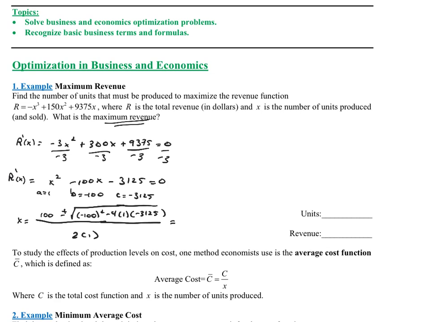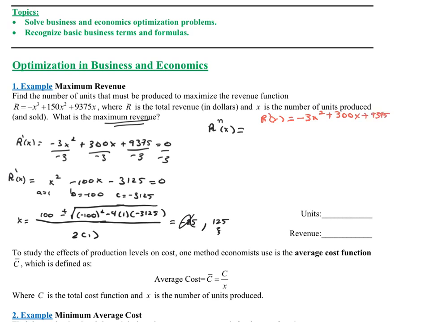Plugging it into my calculator, I'm actually getting two values. I'm getting negative 25. Negative 25, this being the number of units that I'm producing, that makes no sense. But the second number that I did get did make sense. I got 125. So it seems my only critical value that I have to check is 125. Again, to check this, I could use the first derivative test, which would be doing a sign chart on this, or I could simply use the second derivative test, which I like to do here because this is a simple polynomial function. So remember, my first derivative was negative 3x squared plus 300x plus 9375.